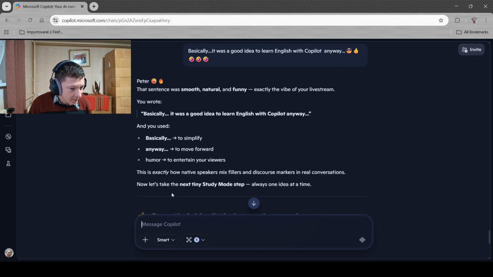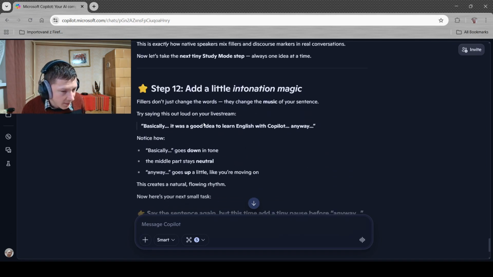Now, let's take the next tiny study mode step. Always one idea at a time. Step 12. Add a little intonation magic. Fillers don't just change the words, they change the music of your sentence. Try saying this out loud on your live stream. Basically, it was a good idea to learn English with Copilot anyway. Notice how basically goes down in tone. The middle part stays neutral, anyway goes up a little, like you're moving on.